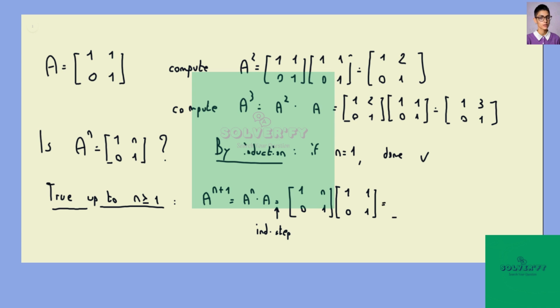So top left, we just get 1. Top right, we get 1 plus n. Bottom left, we get 0, and bottom right, we get 1. But this is exactly what we wanted to see. A to the power of n plus 1 is indeed 1, n plus 1, 0, 1. This finishes the proof, and therefore A to the power of n is 1, n, 0, 1.